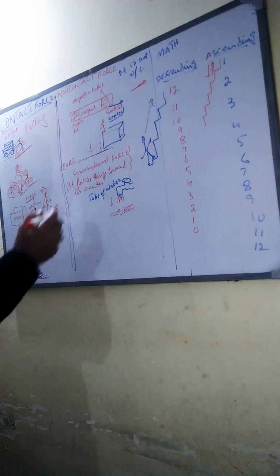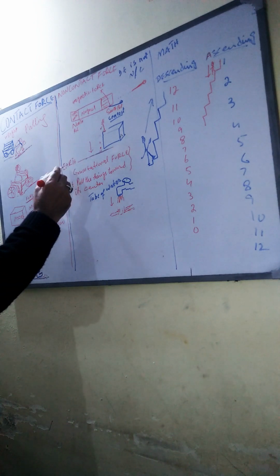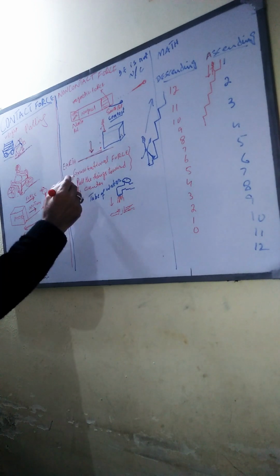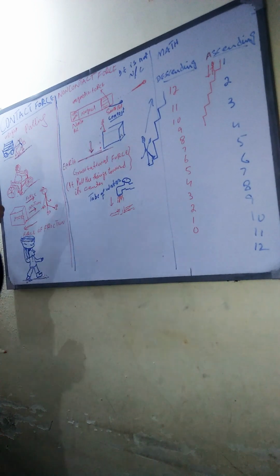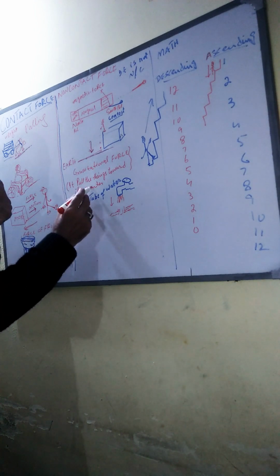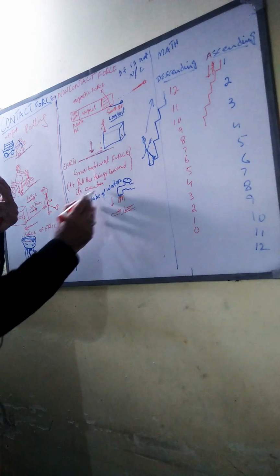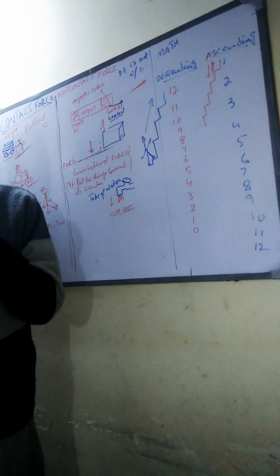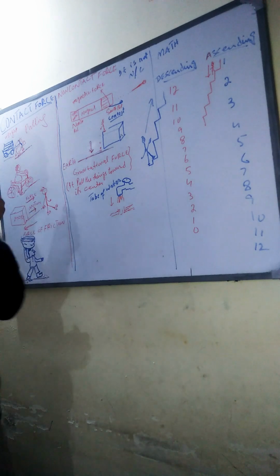For example, there are some forces. This is the earth. The downward force is the gravitational force. Gravitational force pulls things toward its center. It will attract everything towards its center.